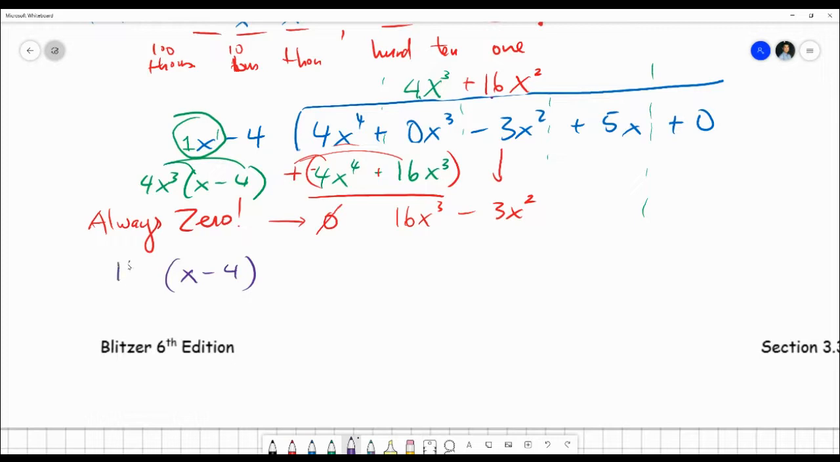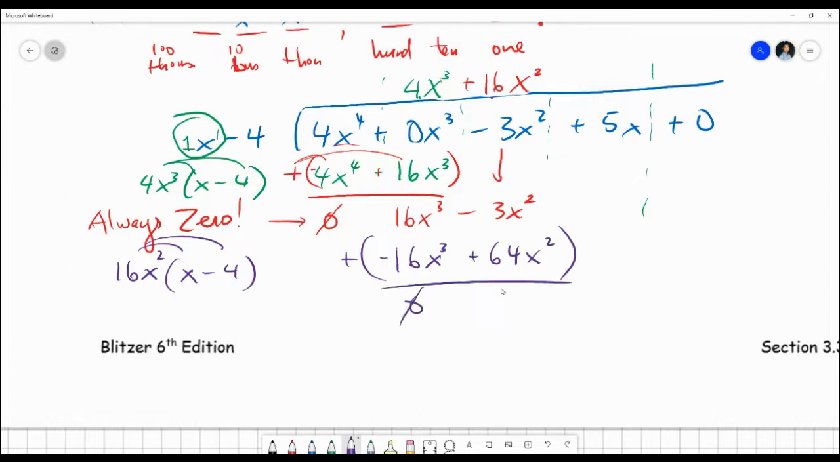The same process. Distribute. So we have 16x cubed minus 64x squared. We're going to subtract, and don't forget to switch all the signs. And then you just add straight down. So that's 0. This here is 61x squared. Bring down the next number and start the process again.